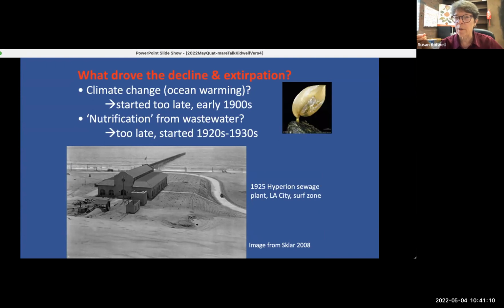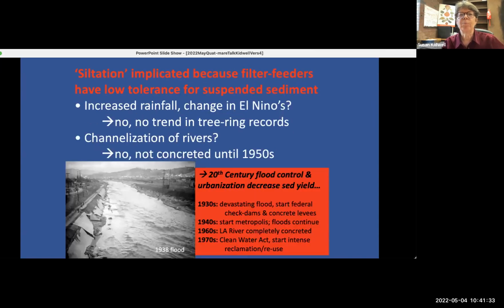So I started looking, and of course thought about the normal things like climate change, because Laqueus larvae do not like warm waters. But in Southern California, the warming started too late. It started in the 1920s in the subtidal, based on core work by others. I thought, well, maybe it's because of all those nutrients from the wastewater, but that also started too late. These guys were toast by the 1920s.